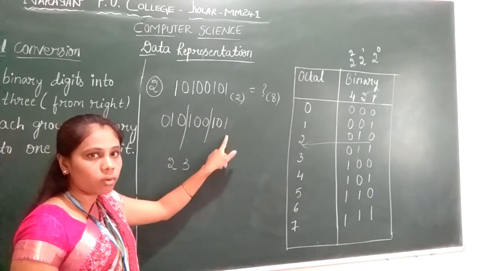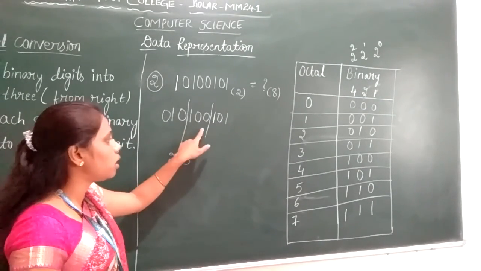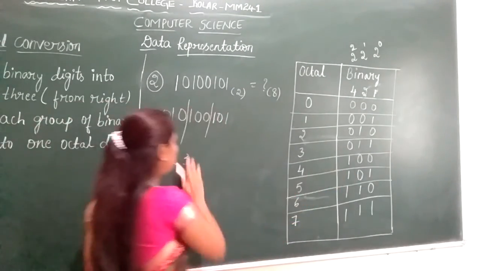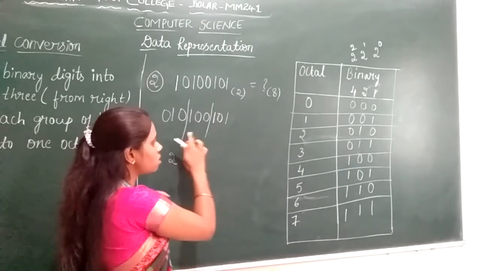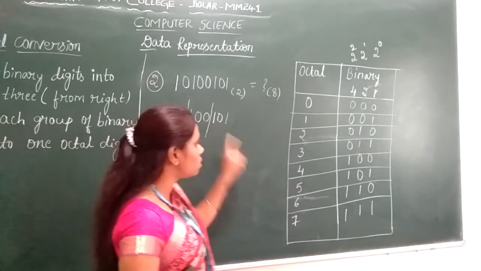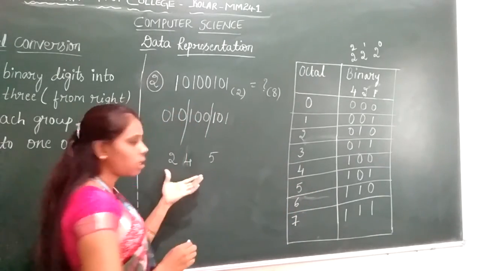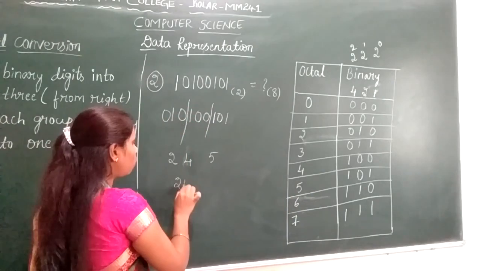Find out the octal equivalent value for 1 0 0, which is 4. It is not 3. 1 0 0 is 4. Next 1 0 1. 1 0 1 is 5. Now combine these digits: 2 4 5.